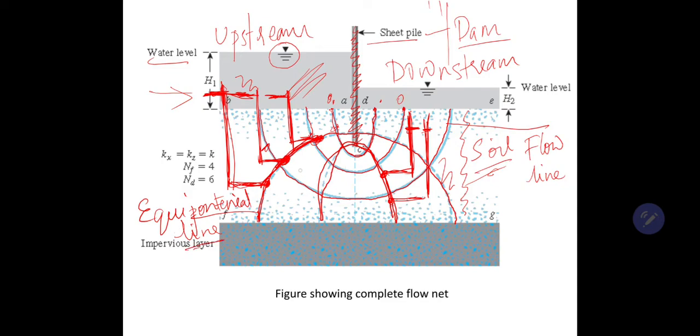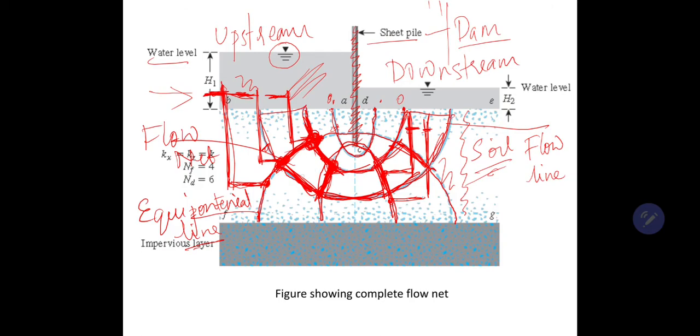Whenever a flow line and an equipotential line intersect, at this point, here, and here, whatever box is formed is your flow net. This is one flow net, this is also one flow net, and this is also one flow net over here.